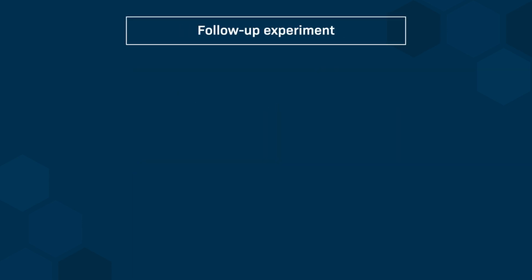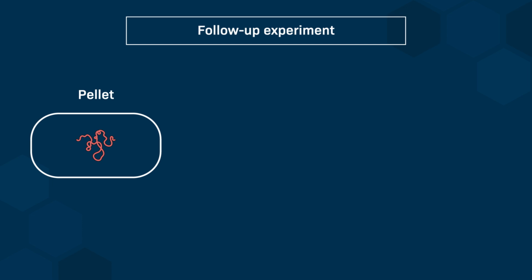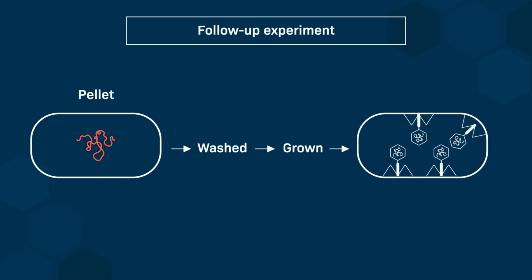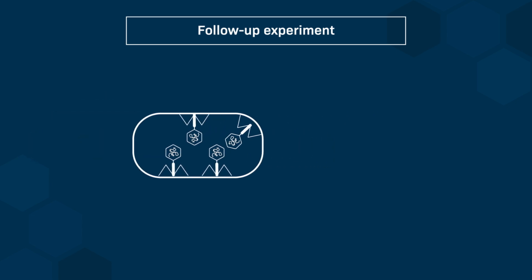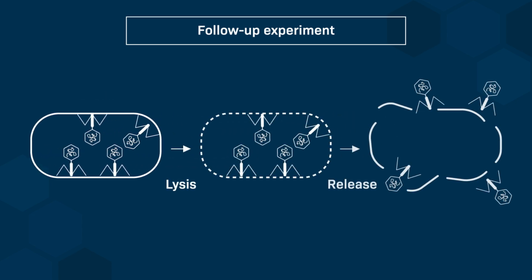In the follow-up experiment, the bacterial pellet labeled with phosphorus-32 was washed to remove any externally associated radio-labeled molecules. The washed bacteria were then suspended in a growth medium, and the accumulation of new bacteriophages inside the bacteria was observed over time. The bacteria underwent lysis, which released bacteriophages that were capable of infecting other bacteria.